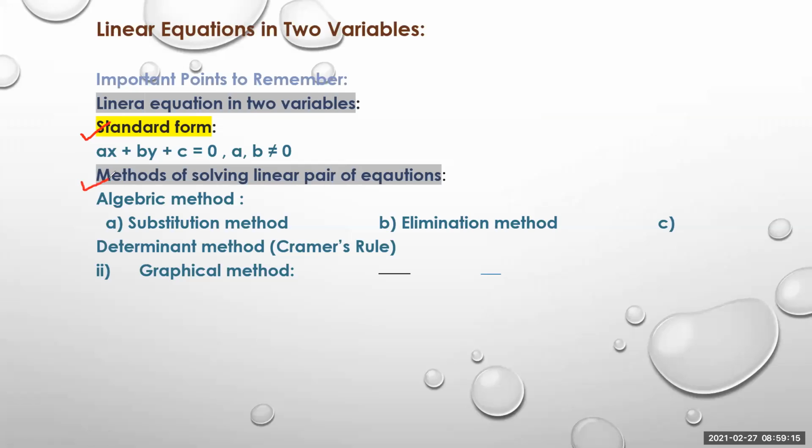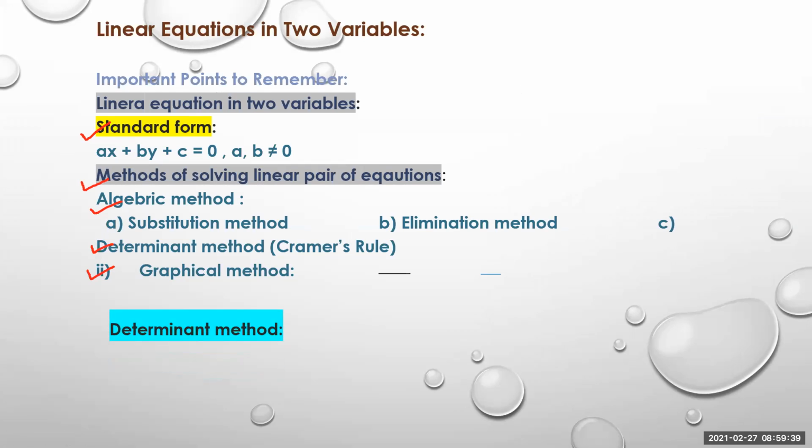Next, the methods of solving a linear pair of equations. The two methods are the algebraic method and the graphical method. In the algebraic method, we have the substitution method, elimination method, and the determinant method. Just take a screenshot of this, students, because these are very, very important. These are the few things which you have to remember.